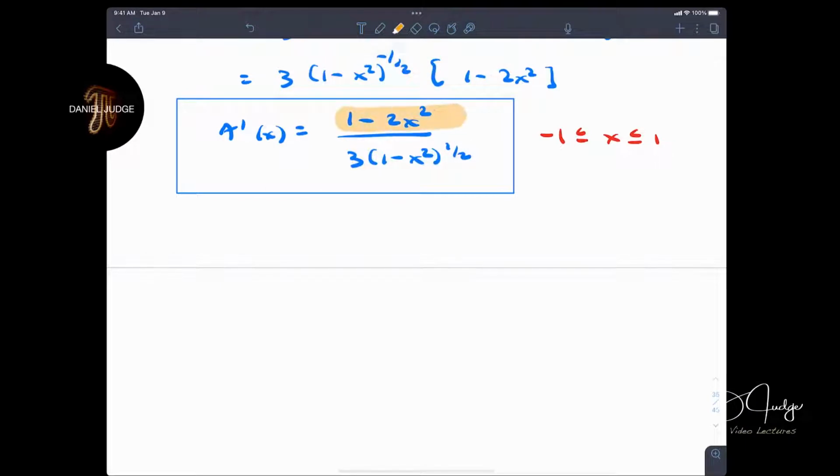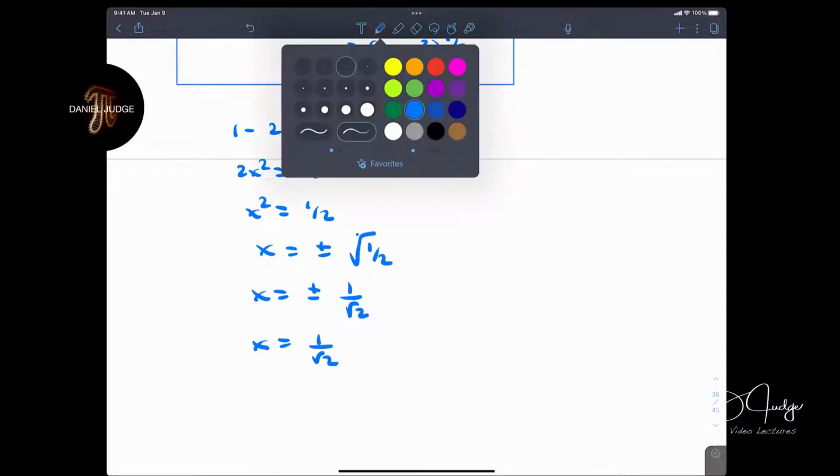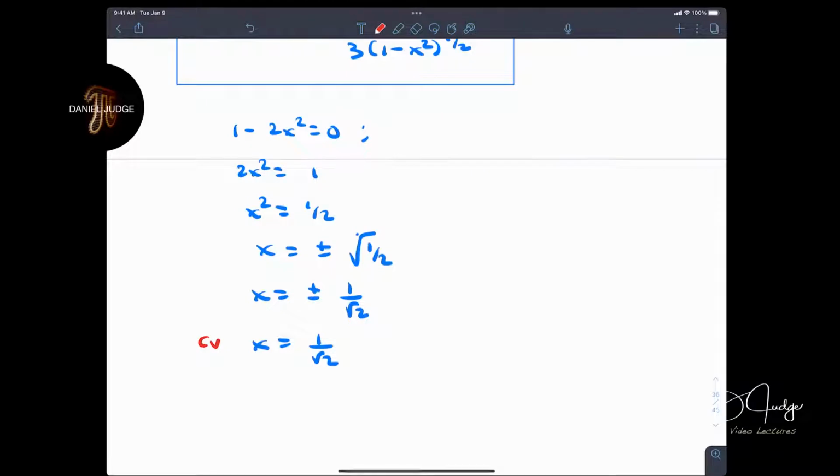Finding critical values, that numerator. We set the numerator equal to 0, solve for x. So we get 2x squared is 1. X squared is 1/2. X is plus or minus square root of 1/2. So x would be plus or minus 1 over the square root of 2. Remember, x is positive. We're going to use positive values. So here's an x value for my critical values.